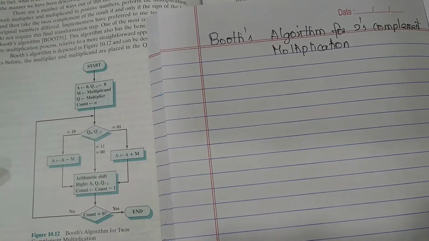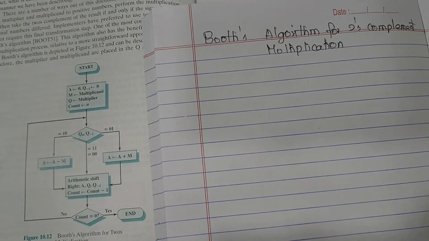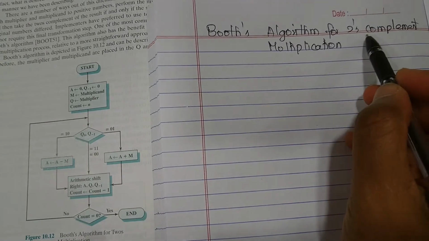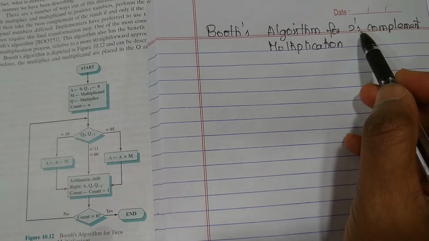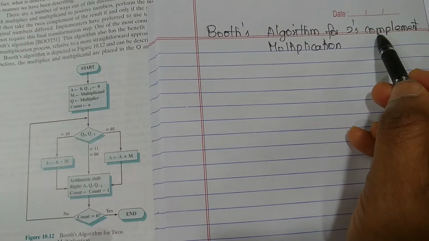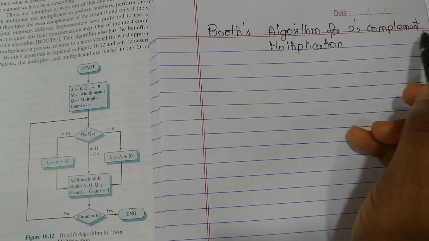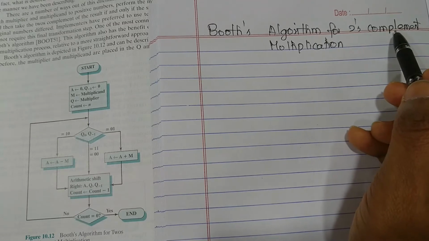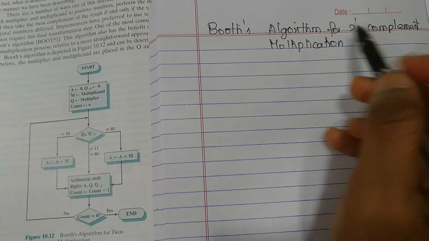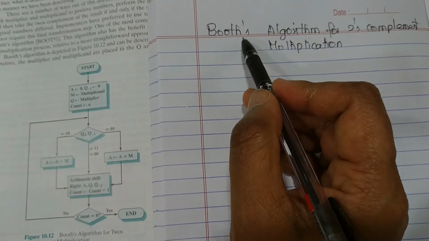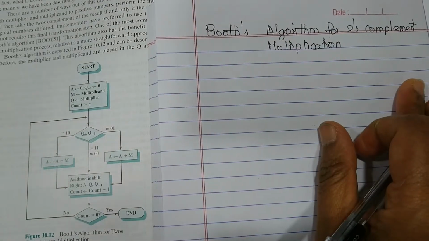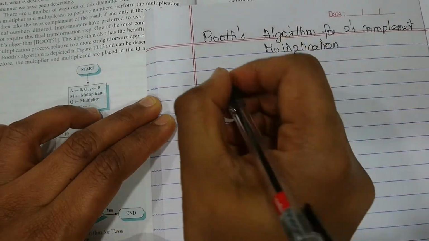We will trace one example, multiplication of 2's complement. When I say 2's complement, it is a signed integer. So you can multiply positive with negative, negative with negative, or positive with positive. 2's complement is for signed numbers. The algorithm name is Booth's algorithm. Okay, so let's look into one example.